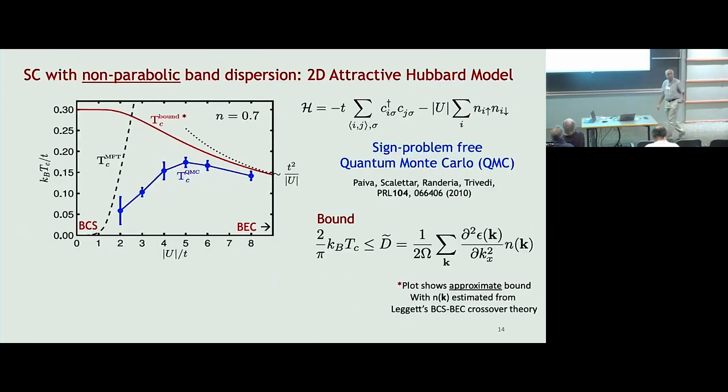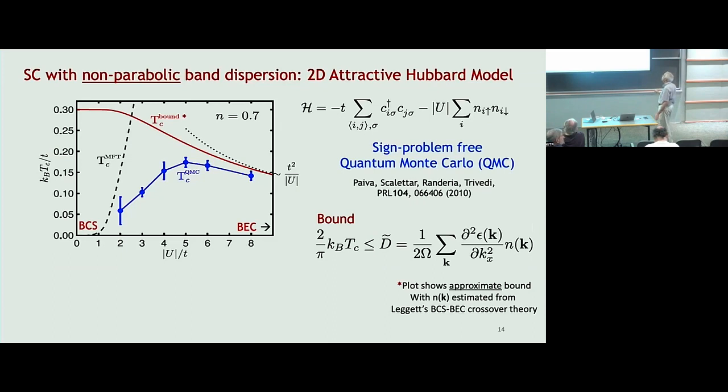So now let's move to non-parabolic dispersions. Here I do some quantum Monte Carlo, from people who learned it from Doug. This is sign problem free. What you can see is that mean field theory will give you this BCS result. This is the attractive Hubbard model in a two-dimensional square lattice. And that, of course, goes through the roof because as you go towards this very strong coupling regime, the gap actually becomes extremely large. But TC at strong coupling has nothing to do with the gap.